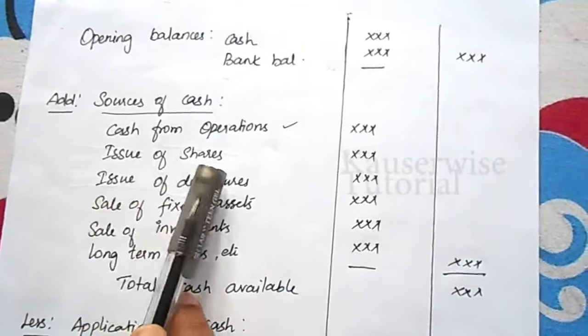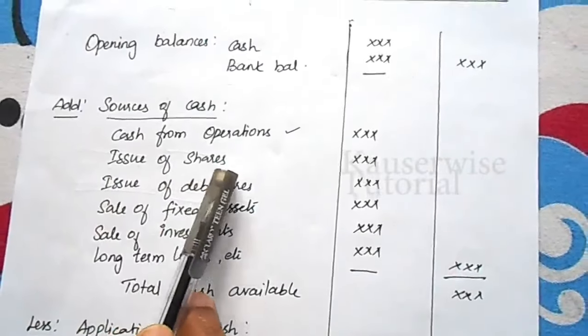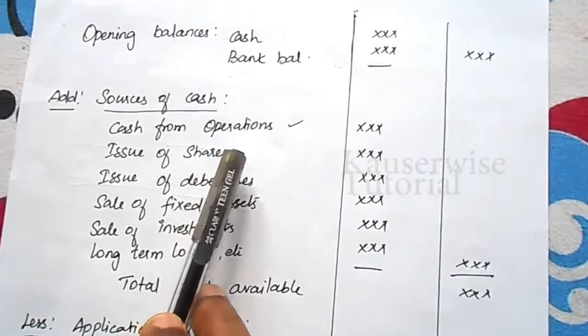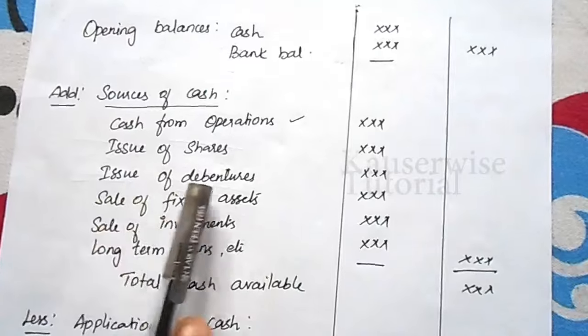Next one is issue of share. So by way of issue of shares, the company can raise fund from the public. So it is also one of the sources of inflow. In the same way, issue of debentures.